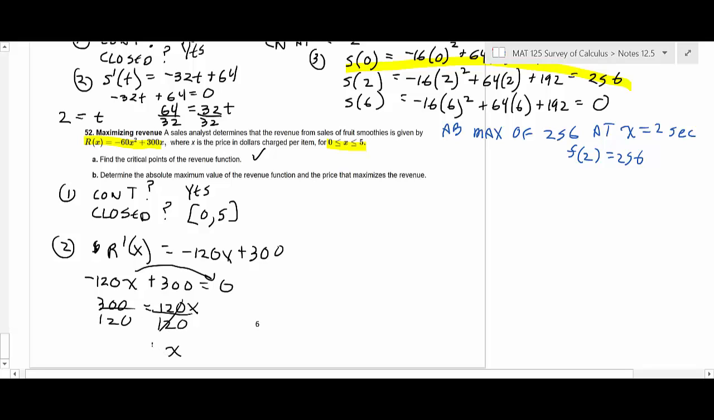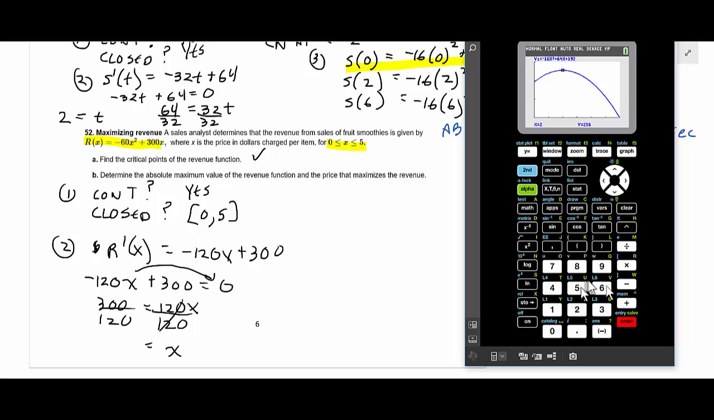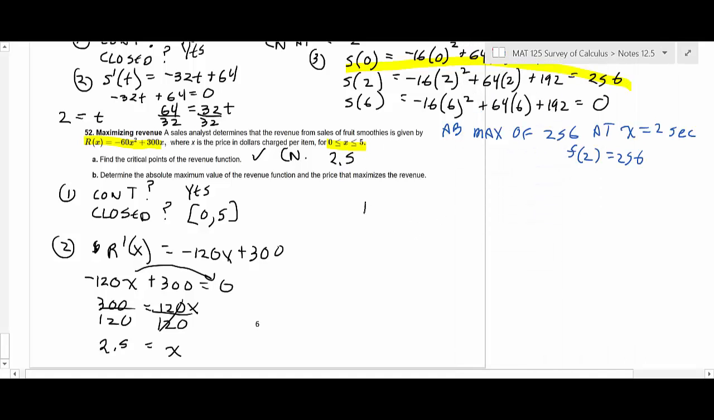And then let's just do our calculator and see what that is then. Okay, so let's see, that would be a critical number, and you want to make sure that that's between 0 and 5. So 300 divided by 120 looks like 2.5. So your critical number would just be at 2.5. Okay? All right, now what we do is we evaluate the revenue at 0, we evaluate the revenue at 2.5, and we evaluate the revenue at 5.